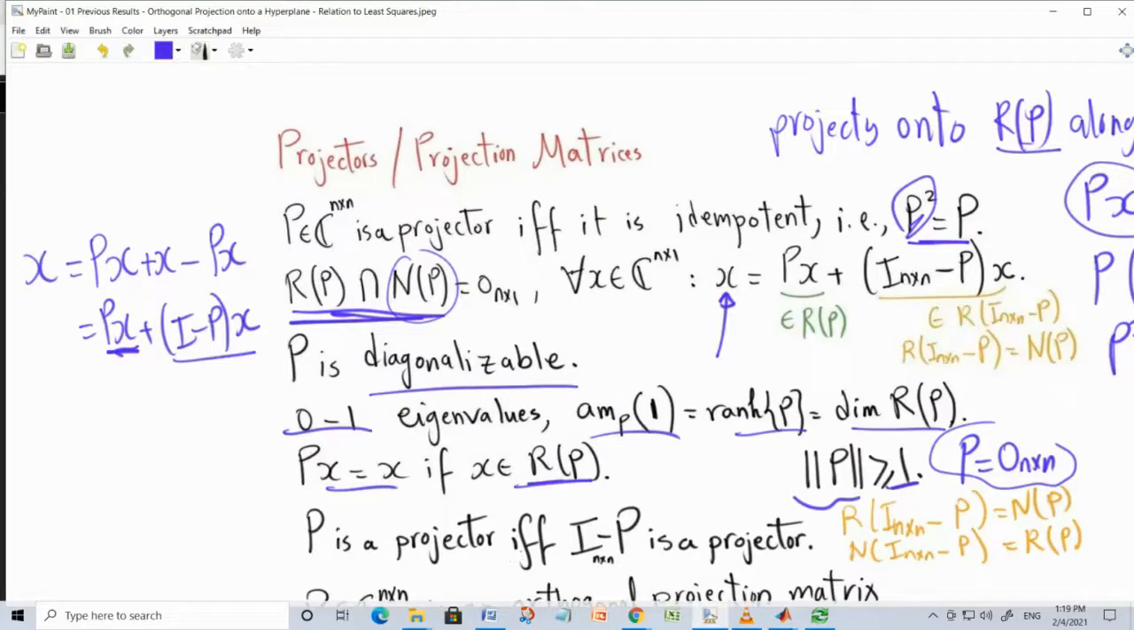P is a projector if and only if I minus P is a projector. So basically here I minus P swaps the roles of the range and the null space. If P is a projection onto the range of P along the null space of P, then I minus P is a projection onto the null space of P along the range of P. And this property is sometimes very useful, because if you know that P is a projector, then automatically I minus P is a projector and vice versa.